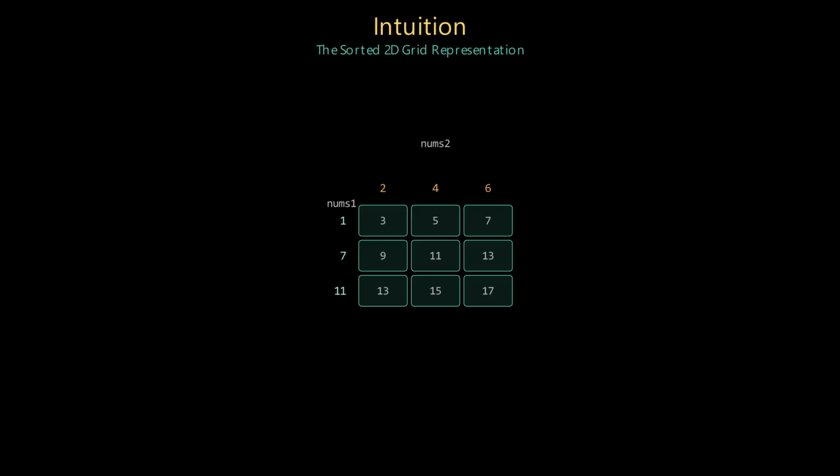Because our two input arrays are sorted, we can organize every possible pair into a structured 2D matrix. Rows track elements from the first array, and columns track elements from the second. Values swell as we move downward or rightward, so the global minimum is guaranteed at the top left corner.